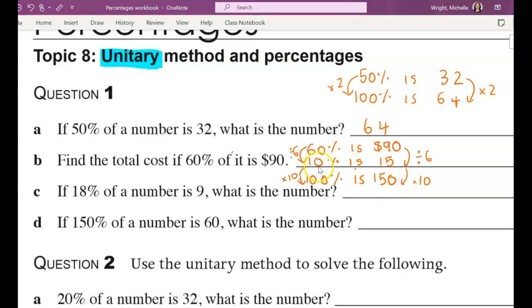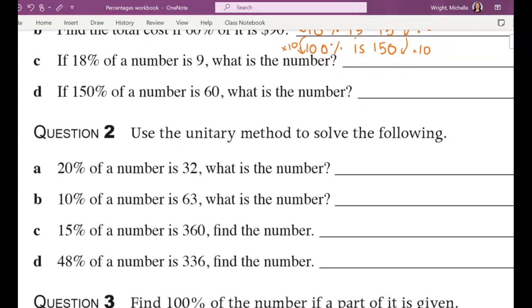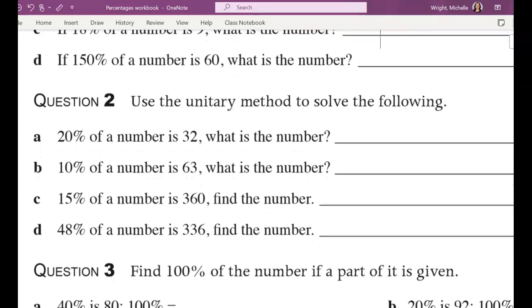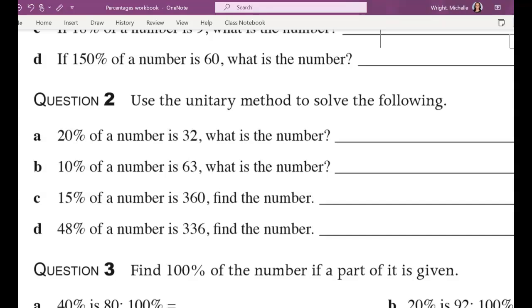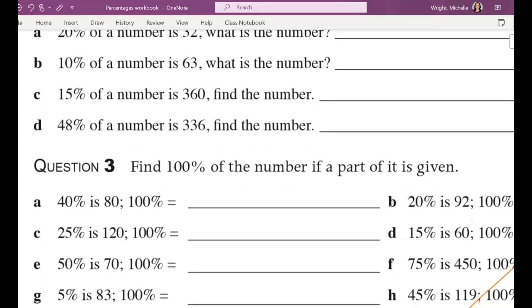So that's basically what the unitary method is doing. It's taking it down to some other percent that we can then build it back up to. And a lot of the time we take it down to 1%. So I could have taken that from 60 down to 1 and divided by 60 and then times by 100 to get back to 100. So have a go at the questions in here and see if you can work out how to solve question 1 and 2. You don't need to today because we're going to do that next week. But have a little go because I know a lot of you like to think about these.